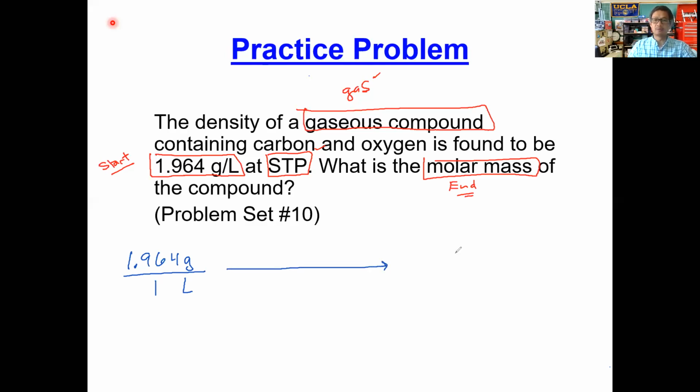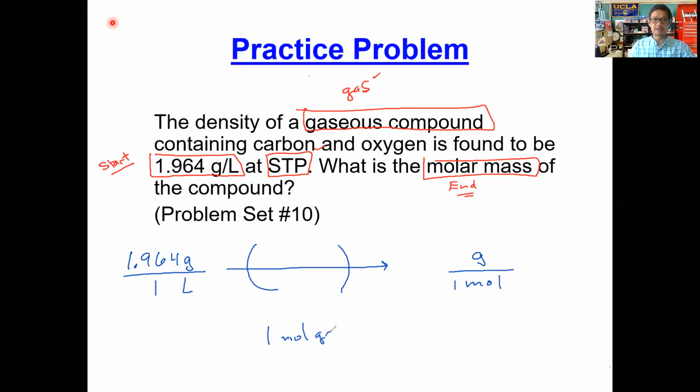What we're ending up with and what we want to solve for is grams per mole. This is the molar mass. That's going to be grams over moles. Again, this is going to be a unit ratio, over 1 mole. So we need to find what this number is for the grams. Since this is a gas at STP, we know that we can use the molar volume, which is 1 mole of a gas.